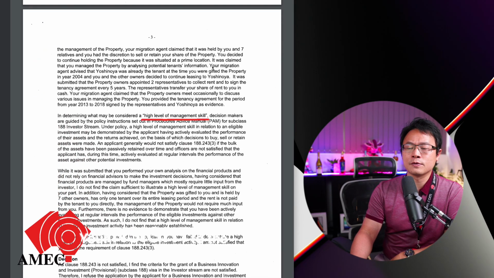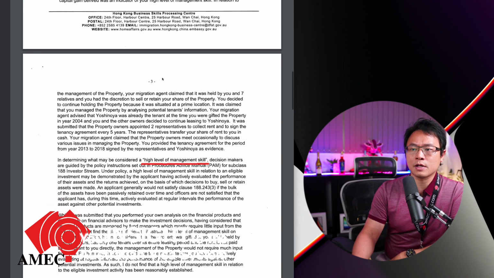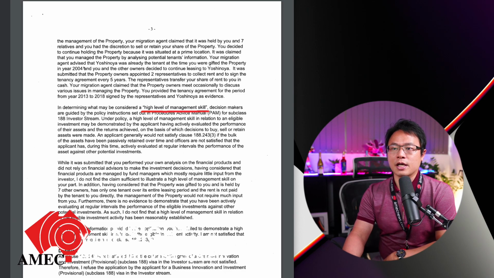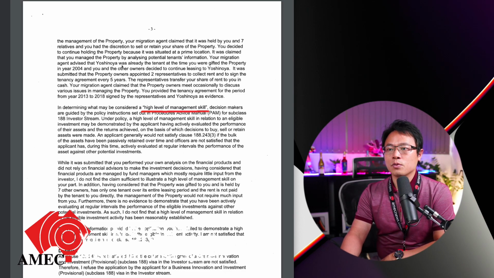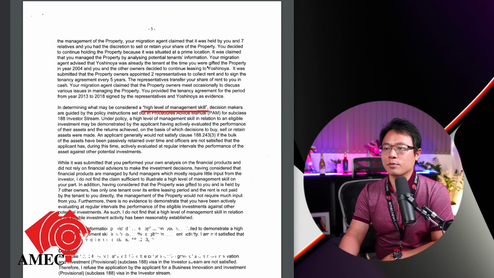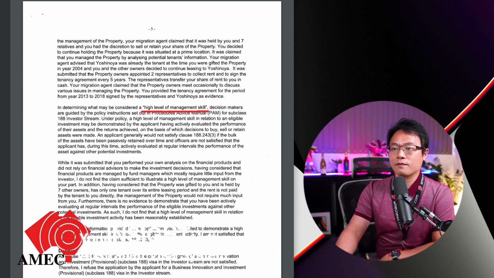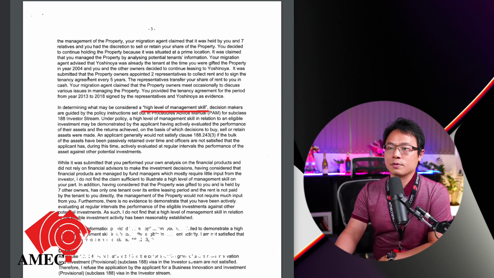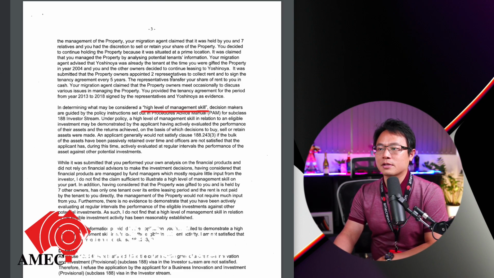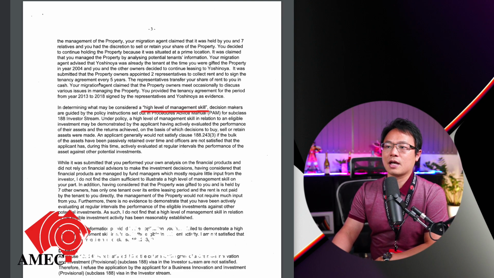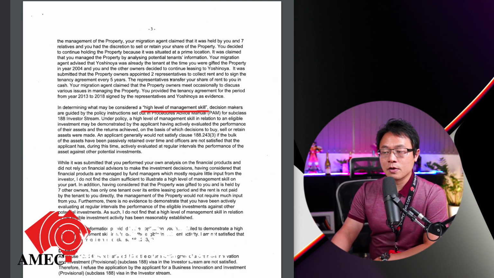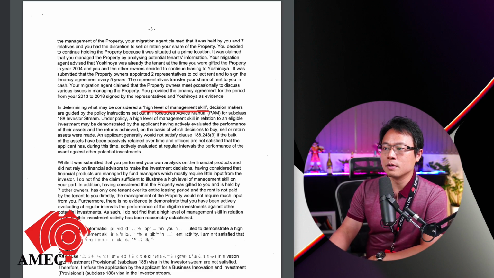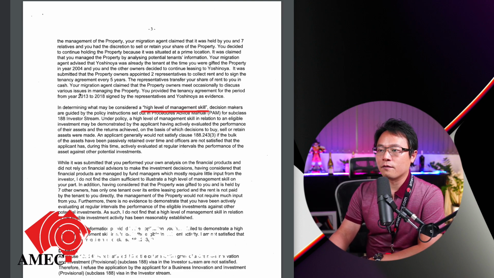Apart from all this, as you can read, starting from this page, it says your migration agent advised that Yoshinoya was already the tenant at the time when you gifted the property in 2004, and the other owners decided to continue leasing. It was submitted that the property owners appointed two representatives, who collected the rent and signed the tenancy agreement every 5 years. The representative transfers your share of the rent, and your migration agent claims that the property owners met occasionally to discuss various issues.